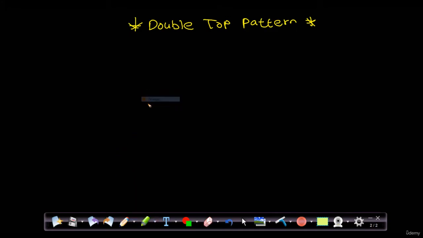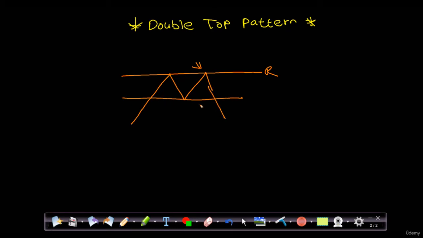Now if you observe, this is the resistance zone. The first time the market faces resistance here, it moves down, and it faces resistance here again. Most of the buyers are trapped here, because people try to buy here, but it's a resistance zone. If the market moves downside and breaks this one, that means we need to make an entry at this swing. So your entry point should be here and your stop loss should be above the resistance area.